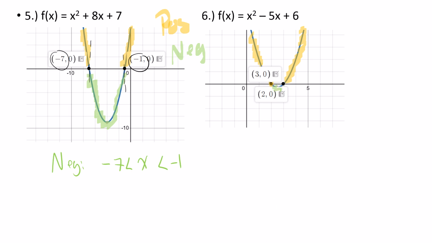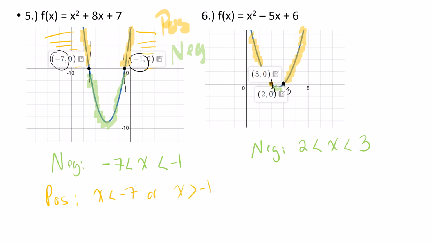But the important piece is that you've got the 2 and the 3, and your graph is negative in between them. So 2 is less than x is less than 3. Now, if you do it that way, then it might make the positive a little bit easier. So for the positive, we're dealing with stuff to the left of the -7. Left of -7 would mean x is less than -7, or to the right of the -1. So x is greater than -1.